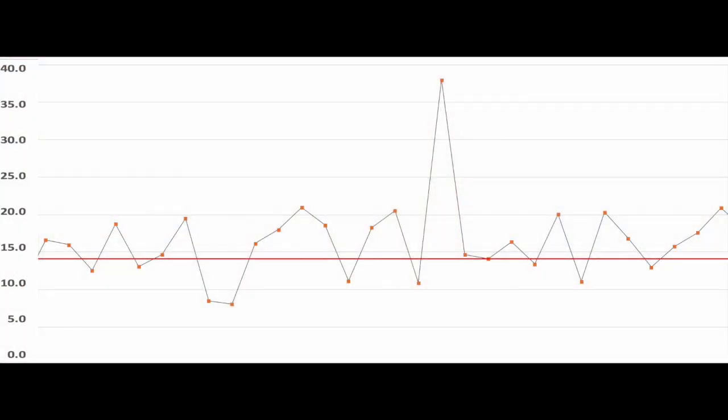Let's take a look at an example. We're looking at some more of the patient contact to first 12-lead ECG time data. We see that the center line is around 14, and the data points are generally falling between around 5 and 25, except for that one point that is much higher than the others. It's up around 38. That's an outlier.